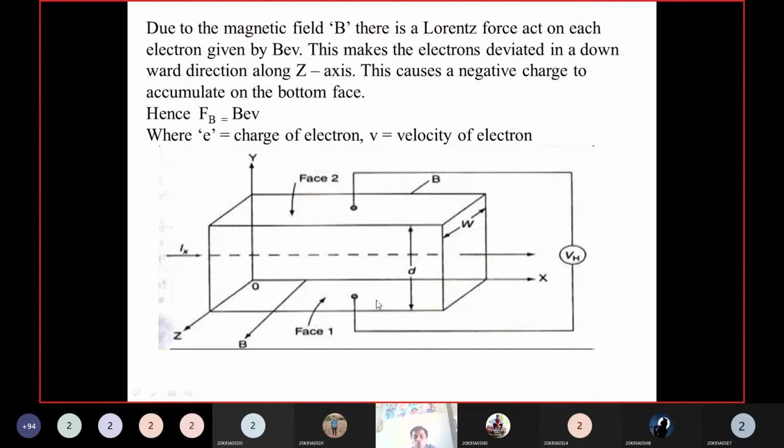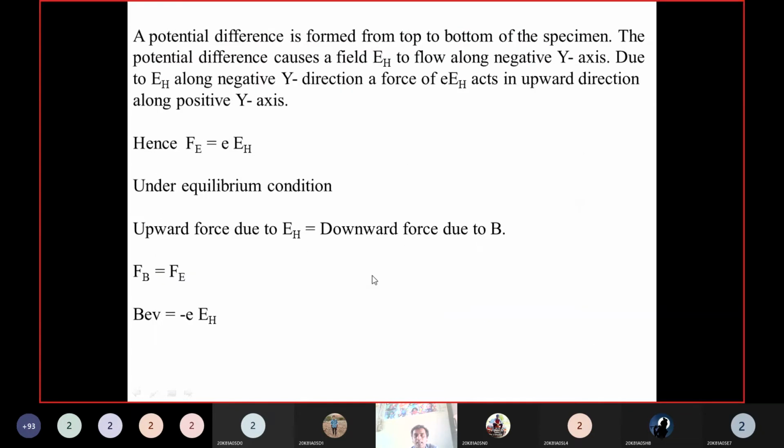Now, due to the electric field here, what happens? Some force will occur. What is that force? F is equal to e into EH, where EH is the electric field developed in the two faces. There is a relation between potential and electric field, and I will explain that relation also. Due to this electric field, some force will act on the electron. That force is F equal to e into EH, where e is the charge of the electron.